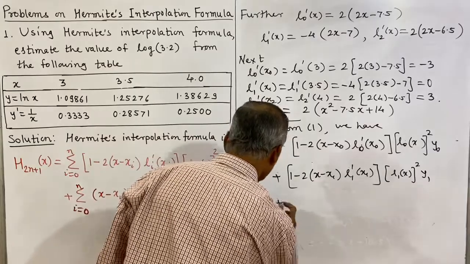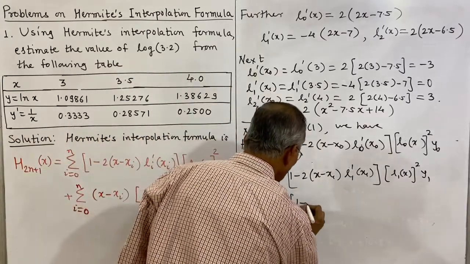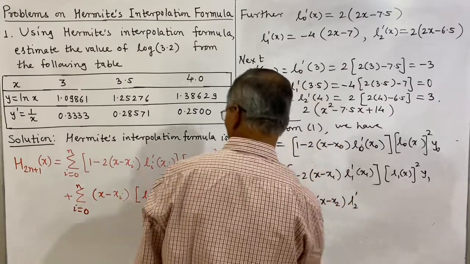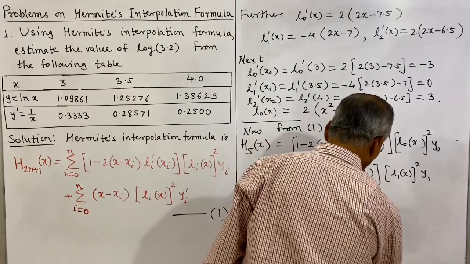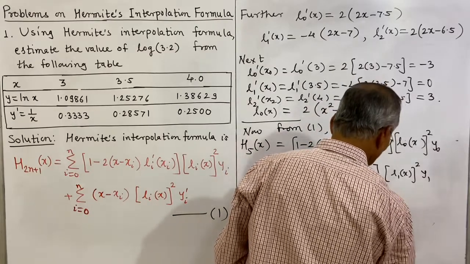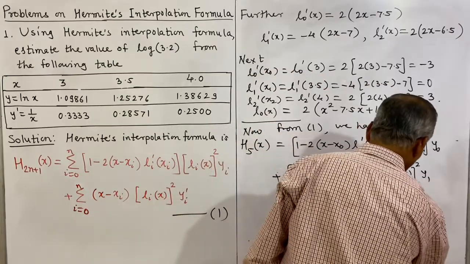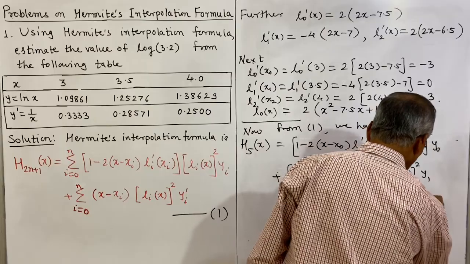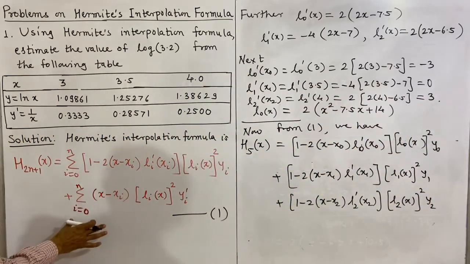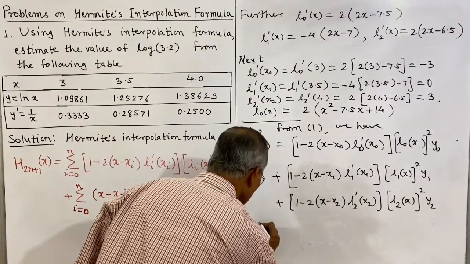Now the third term in the first part, where i is 2, will be 1 minus 2 (x minus x2) L2 dash at x2, multiplied by L2(x) whole square, multiplied by y2. So that much is the first part. Now the three terms of the second part will be continued with a plus.